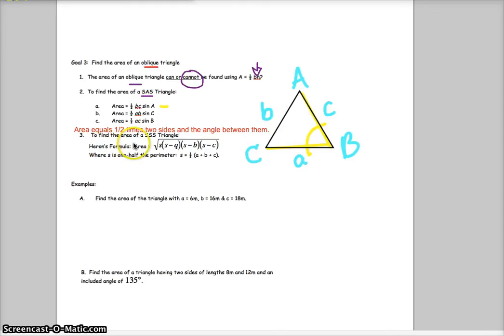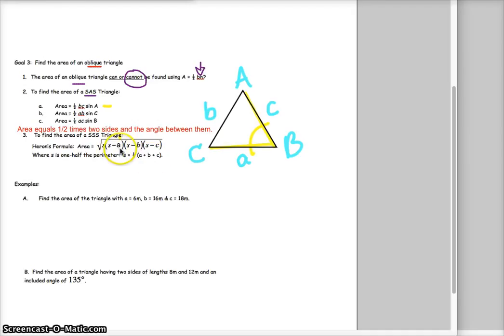How do we find the area of a triangle that is not a right triangle, but we know all three sides? There's something called Heron's formula. Here's the formula for that. It says the area is equal to the square root of S times S minus, let's change that to an A, that's a typo. So we fixed that typo. So the square root of S times S minus A times S minus B times S minus C.